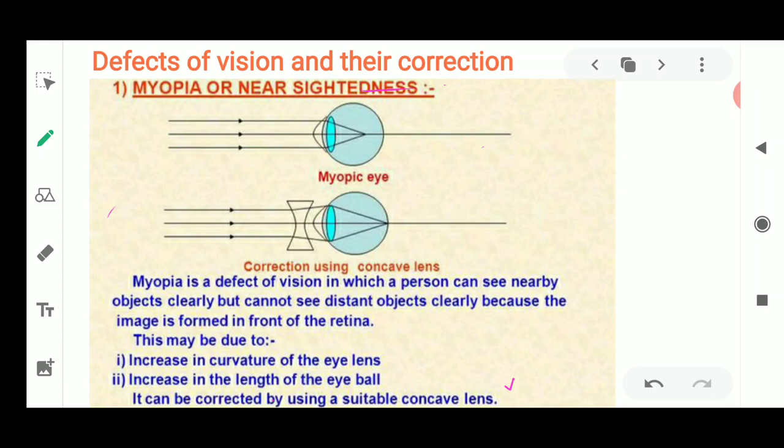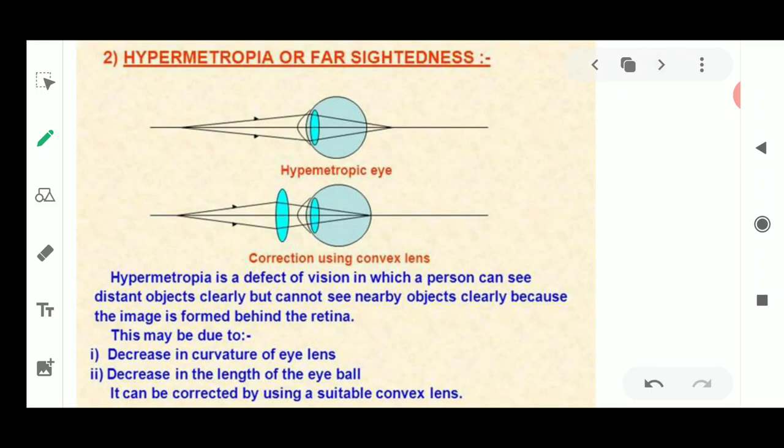So next we move on to the next defect, that is hypermetropia or farsightedness. Again I must tell you, don't get confused with the word sightedness. Sightedness means the ability to see, how you are able to see the things. Hypermetropia or farsightedness means the person is able to see the far-off objects but not able to see the nearby objects. It is just the reverse of myopia.